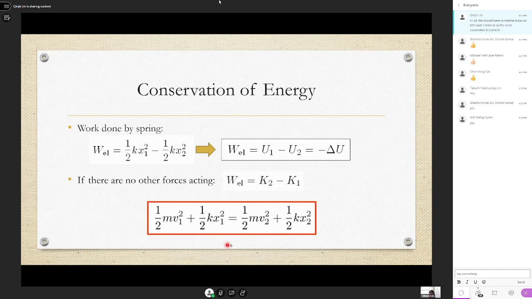The conservation of energy equation will look something like that. If you are familiar with the concept of conservation of energy, you don't even have to memorize this at all. You just need to know the energy at the start must be the same as the energy at the end, if there are no energy losses, of course. So this is our kinetic energy at the start, elastic potential energy at the start. This is the kinetic energy at the end, elastic potential energy at the end. Okay, conservation of energy.